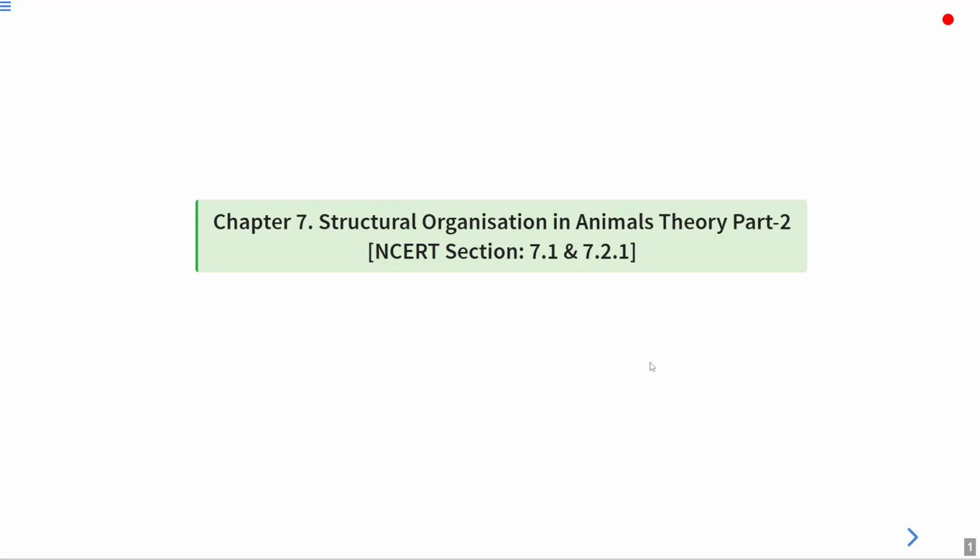Hello, everyone. Welcome to the session of Structural Organization in Animals Theory Part 2. And today we are going to cover NCERT section 7.1 and 7.2.1.